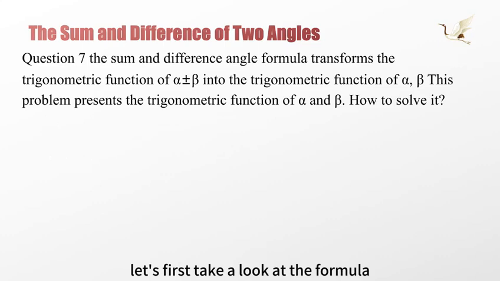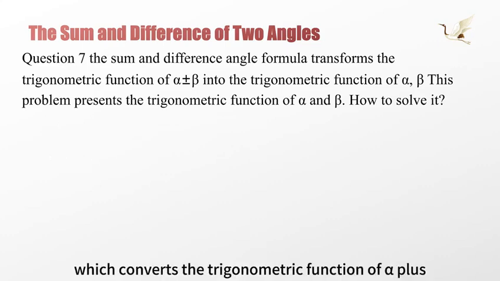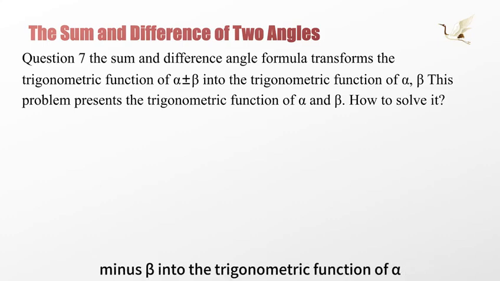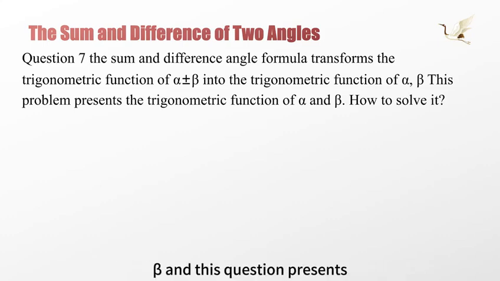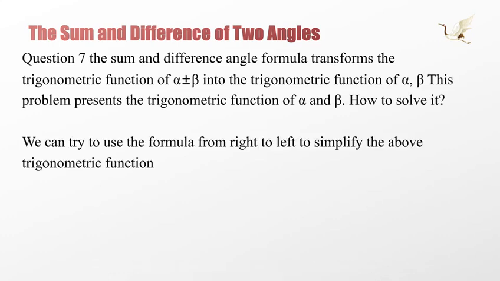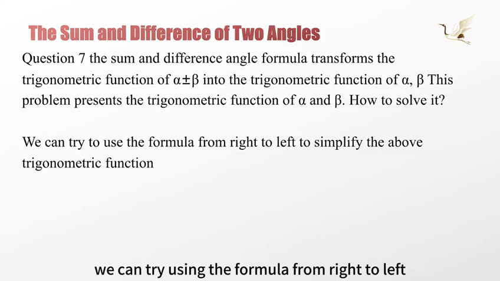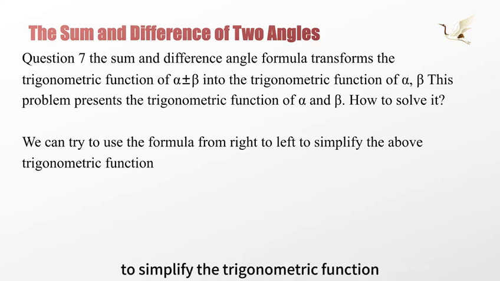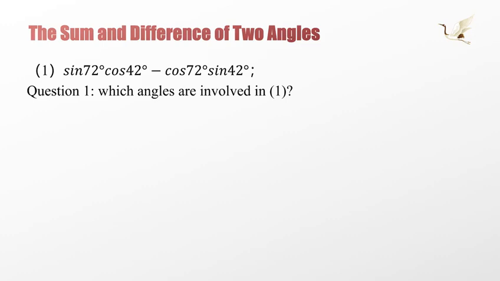Let's first take a look at the formula for sum and difference angles, which converts the trigonometric function of alpha plus or minus beta into the trigonometric functions of alpha and beta. And this question presents trigonometric functions of alpha and beta, so how do we solve it? We can try using the formula from right to left to simplify the expressions. Let's take a look at the first question.